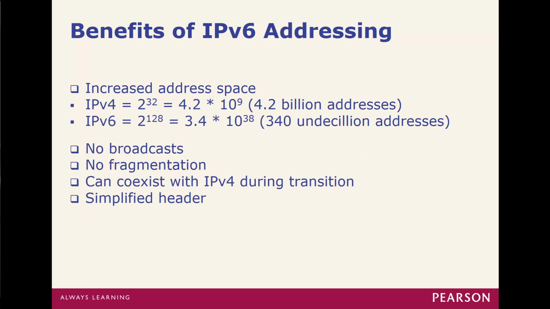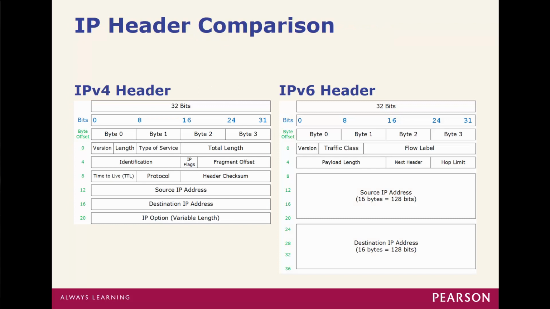So there are some benefits: more addresses. There are some changes: no broadcasts, no fragmentation. We can coexist with IPv4, and headers are simplified. So here's an example of our IPv4 header. Crazy, a lot more information. With our IPv6 header, way simplified.